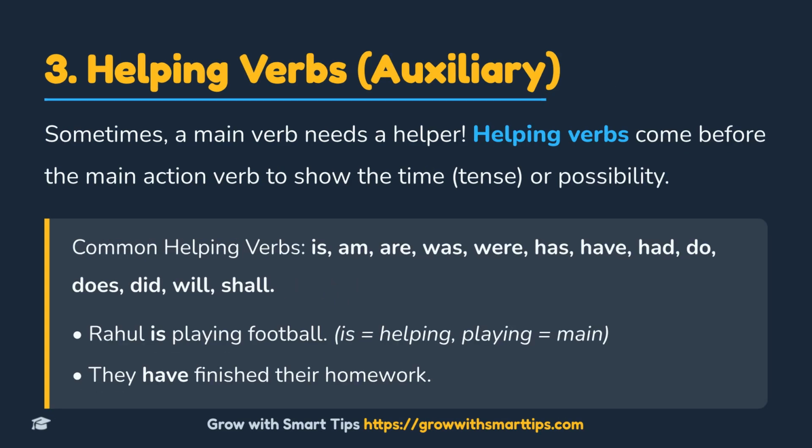Helping verbs are used alongside a main verb to show tense or possibility. Examples include has, have, do, and will. In Rahul is playing football, is the helping verb for playing.